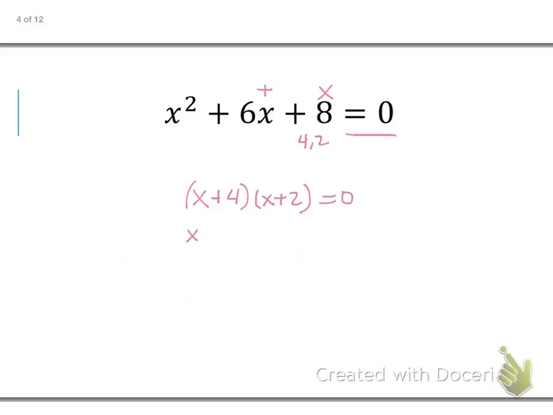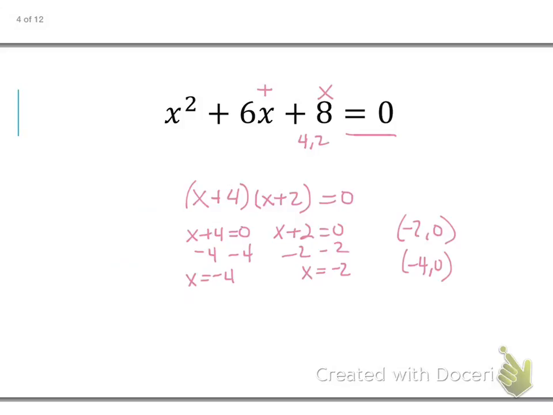Now we can do our ZPP, so x plus 4 equals 0 and x plus 2 equals 0. So subtract 2, so x is equal to negative 2. So negative 2, 0 is one x-intercept if I graph this. And we subtract 4, x is equal to negative 4. So negative 4, 0 would be my other x-intercept if I graph this.